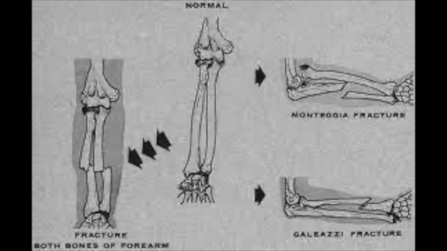So one more time, just to differentiate between Monteggia and Galeazzi. Monteggia is a fracture of the ulna and a dislocation of the radius, whereas Galeazzi is a fracture of the radius and a dislocation of the ulna, and that's distally of the ulna.